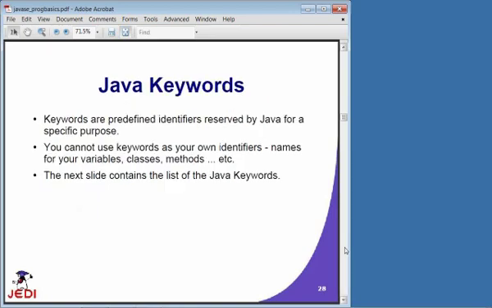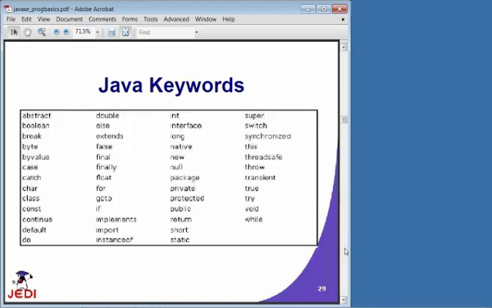Okay, so Java keywords. Keywords are predefined identifiers reserved by Java, meaning you cannot use those in your code as your own identifiers. So slide number 29, these are Java keywords. You cannot use these Java keywords as your identifiers.